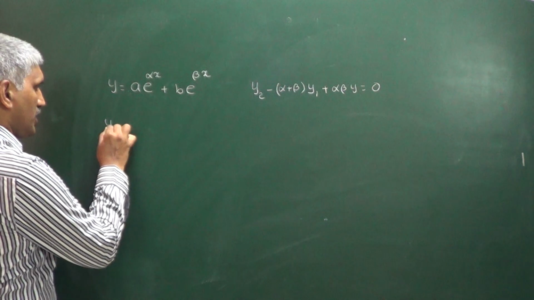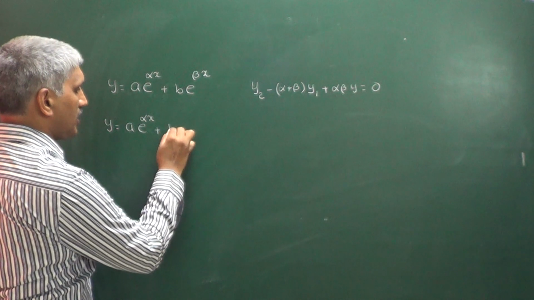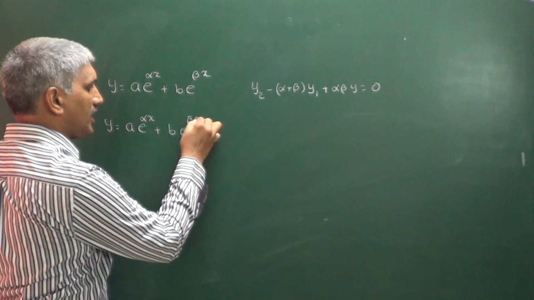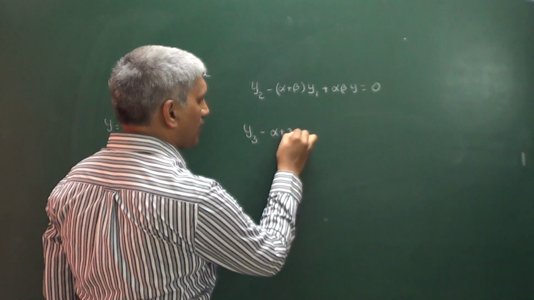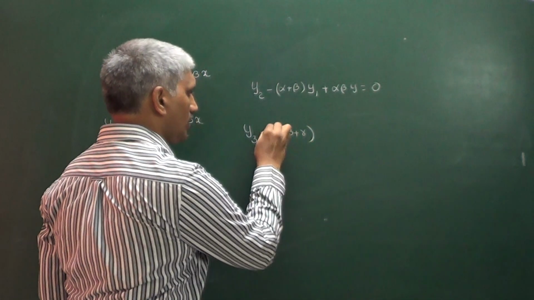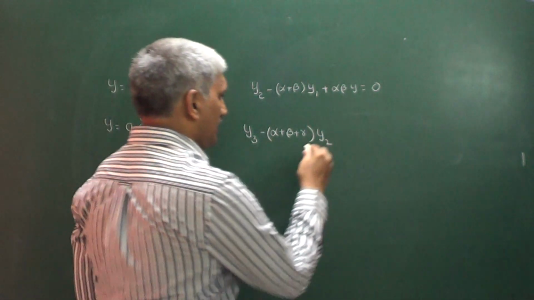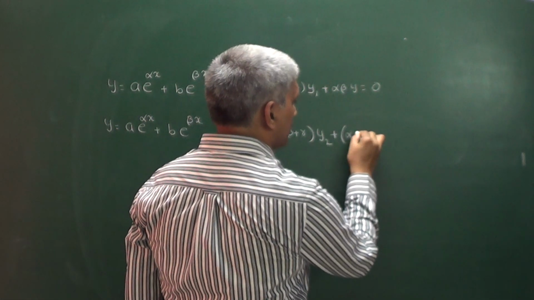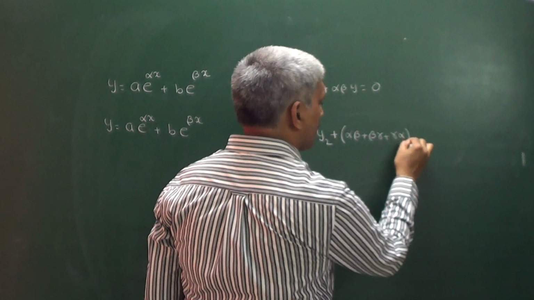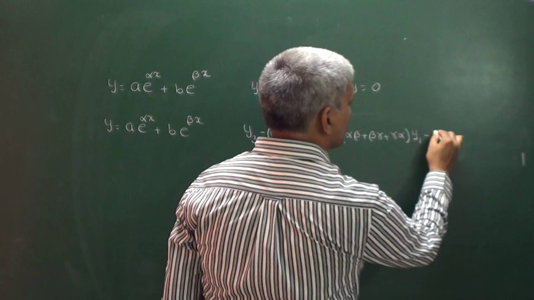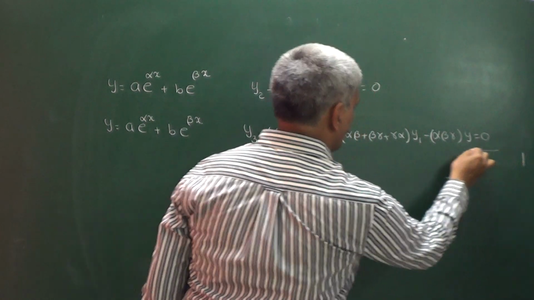Suppose the equation is in this form, y is equal to a into e power alpha x plus b into e to the power of beta x. Then what can we write? In case of 3 roots, alpha, beta, gamma, we can write y3 minus sum of the roots multiplied with y2 plus alpha beta plus beta gamma plus gamma alpha multiplied with y1 minus alpha beta gamma multiplied with y is equal to 0.